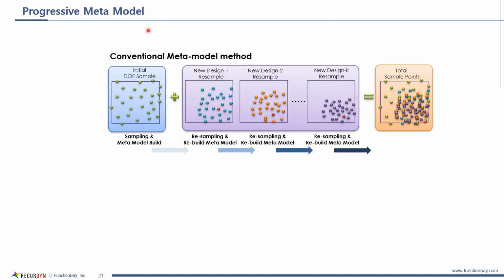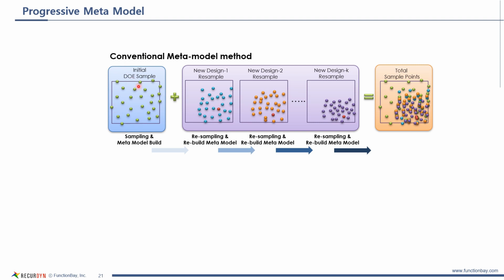Progressive metamodel is one of the unique characteristics of AutoDesign. Usually, many simulation runs are needed to create a metamodel. The conventional metamodel methods have to use many sampling data whenever updating the metamodel. For example, let's assume that the optimal result is located on the lower right side of the box, but the user will not know this. So, usually, the initial samples are evenly distributed over the entire area.